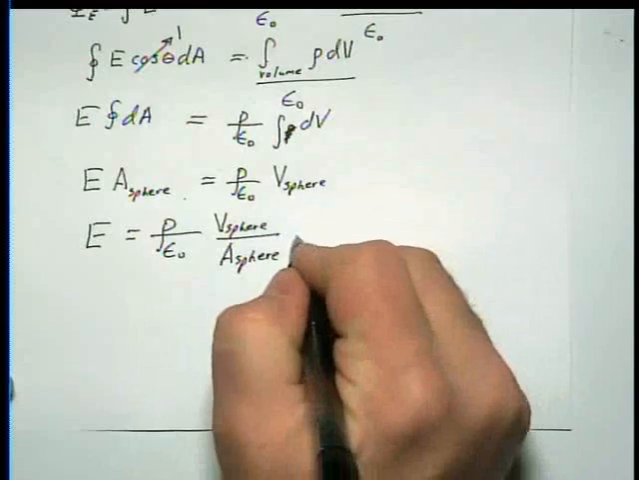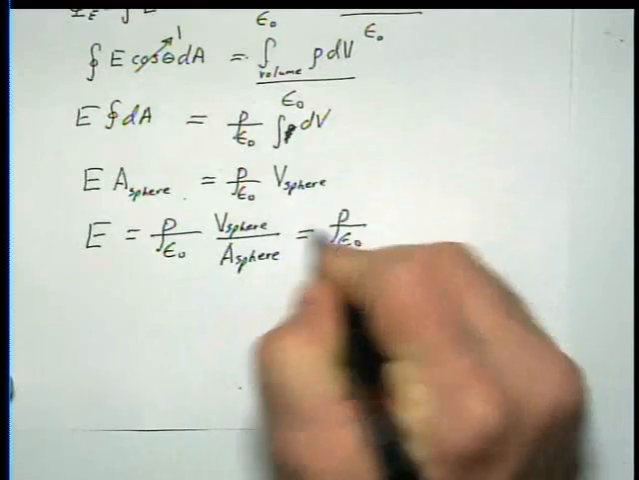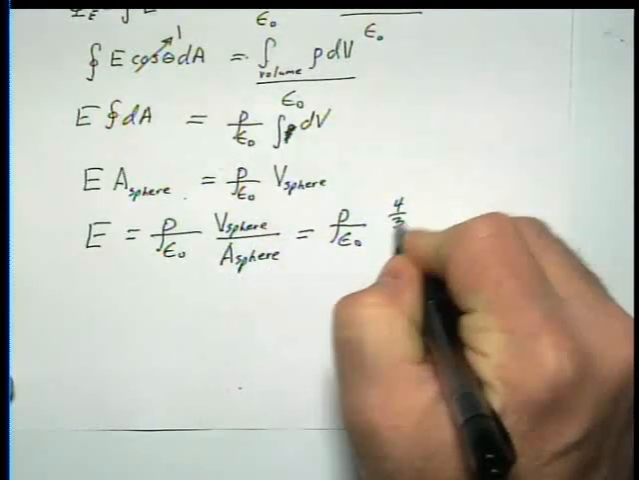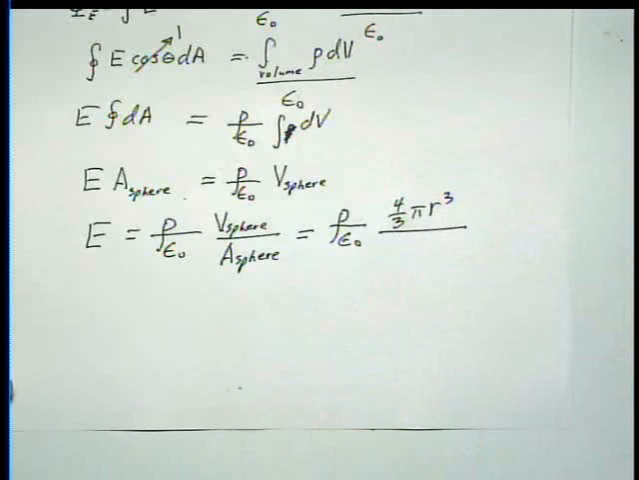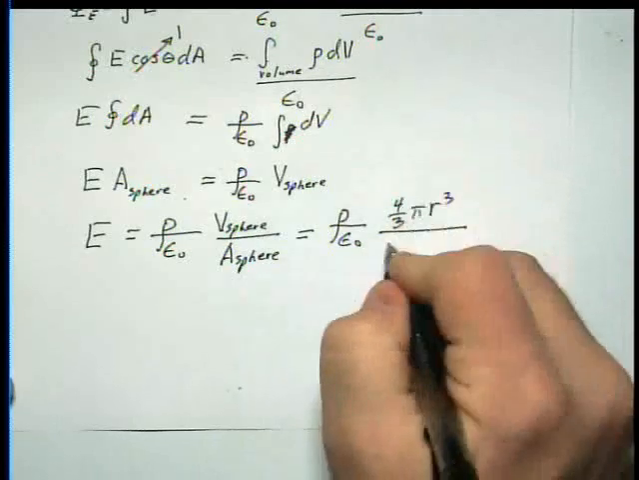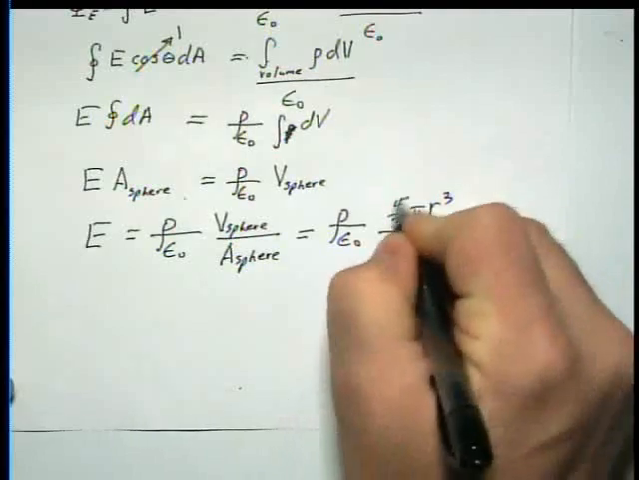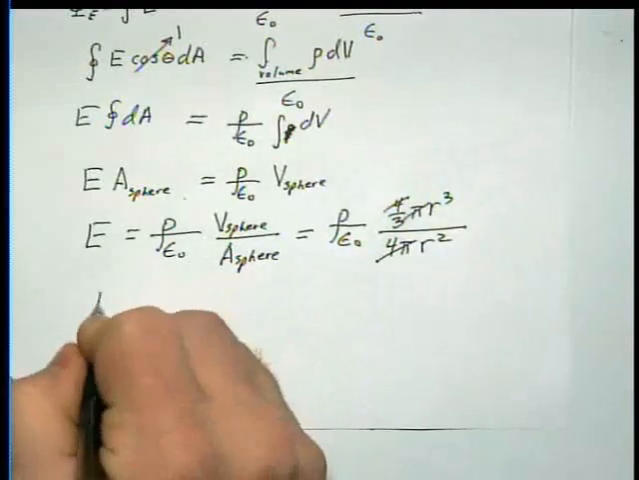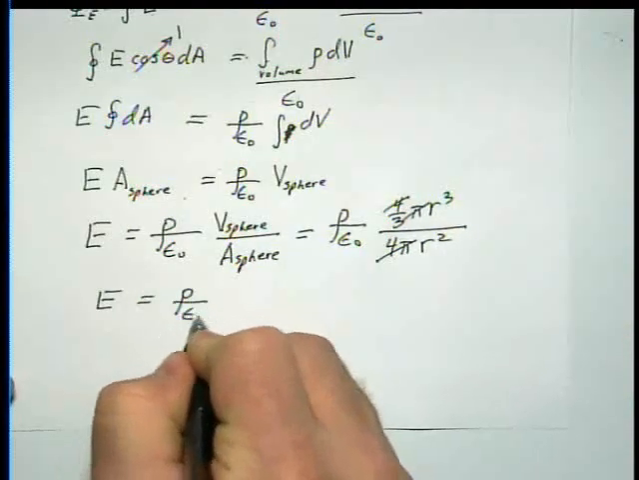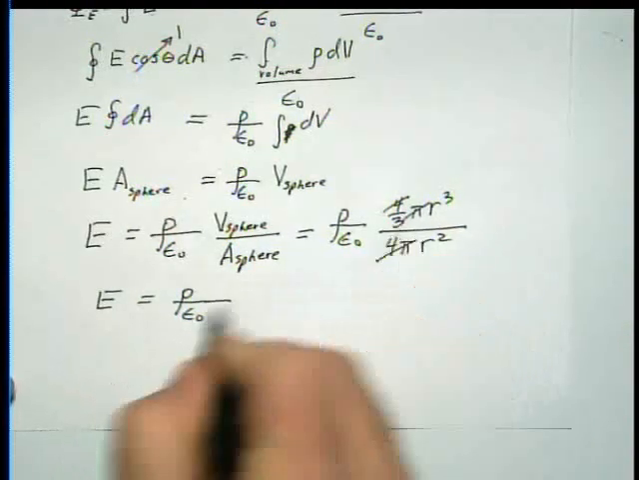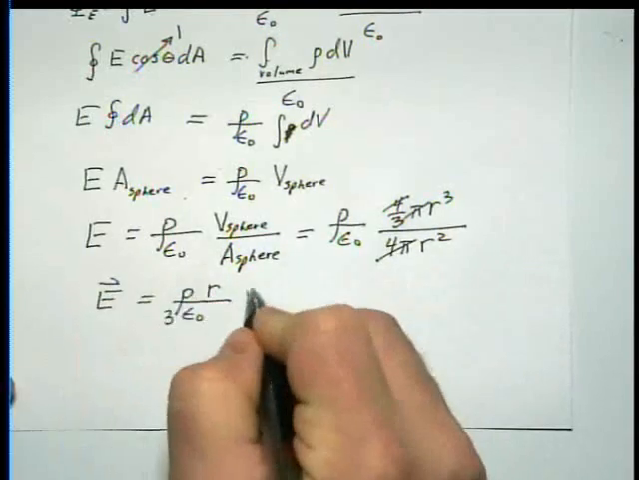Let me go ahead and put some numbers, or some formulas in here. I got E naught, the volume of the sphere is 4/3 pi r cubed, where r is the radius of the small sphere. On the bottom I have 4 pi r squared. Notice the 4 pi's cancel. And the electric field turns out to be rho over epsilon naught. I have a 3, and I have an r. And to make it a vector, just put an r hat.